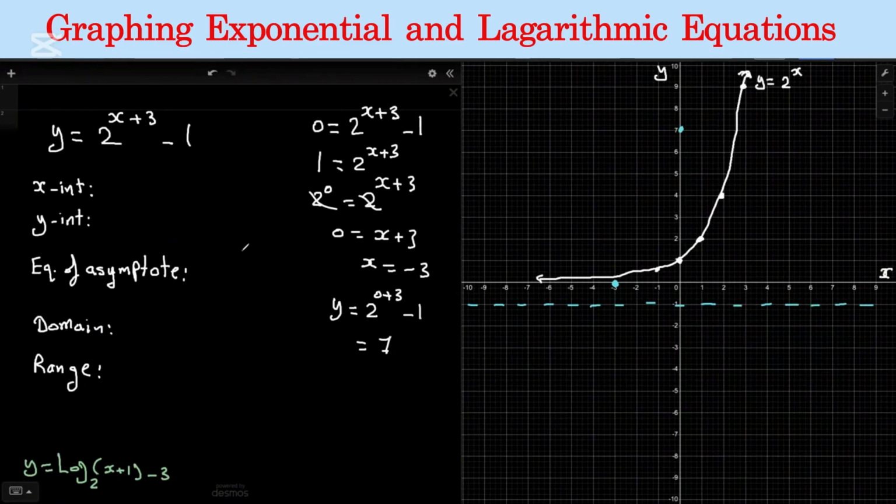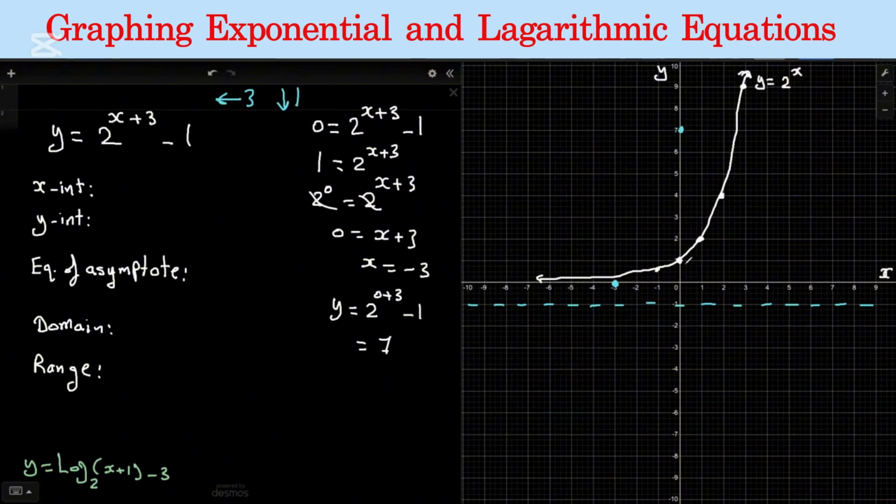Also, now I have the x-intercept and the y-intercept. What I'm going to do is look at the transformations that are happening to this graph compared to y equals 2 to the power of x. The graph is moving 3 to the left, the x plus 3, and down 1 because it's minus 1.